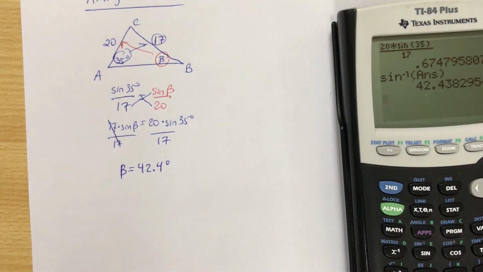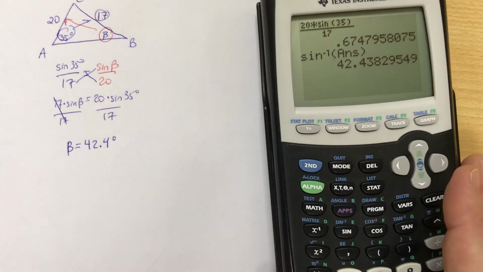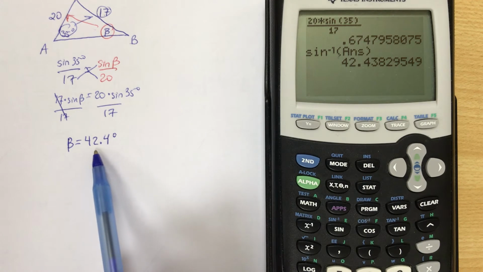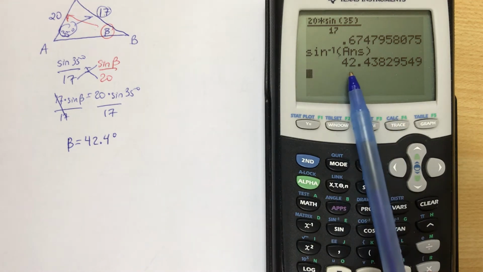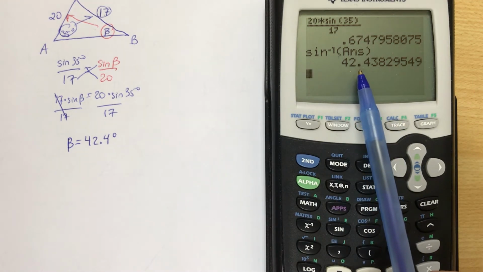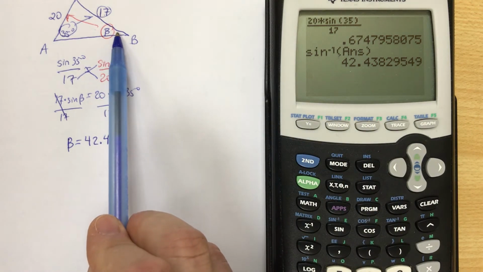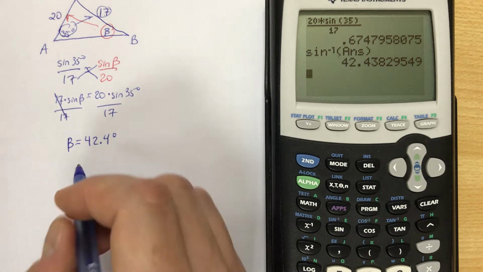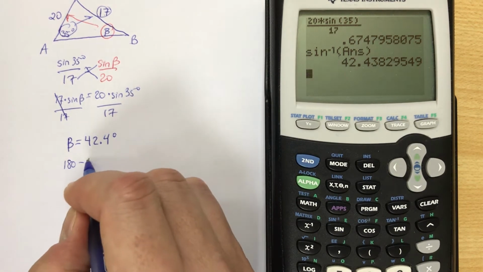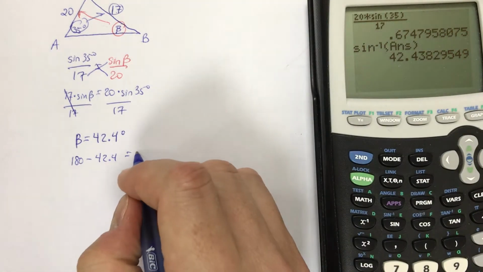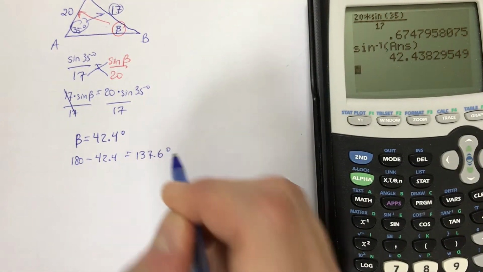Now here's the problem. Remember I showed you two sets of notes ago, it's possible that when you do the inverse sine, it will only give you an acute value no matter what. Could beta actually be an obtuse angle? Now, if I subtract 42.4 from 180, I would get 137.6 degrees.